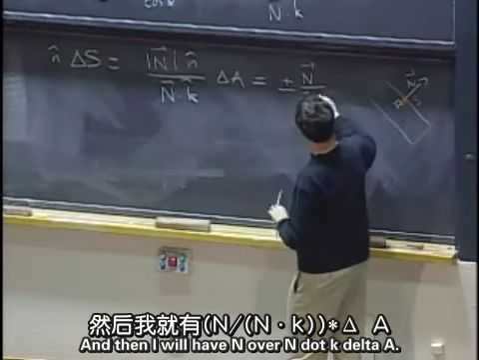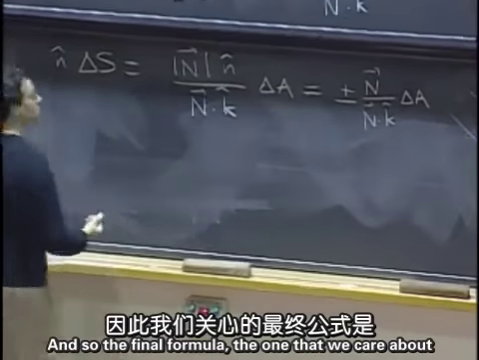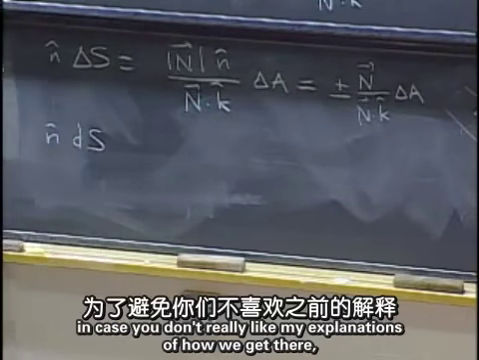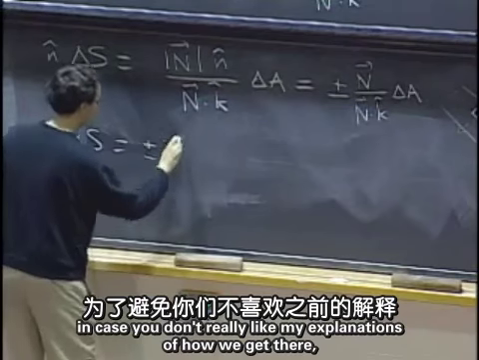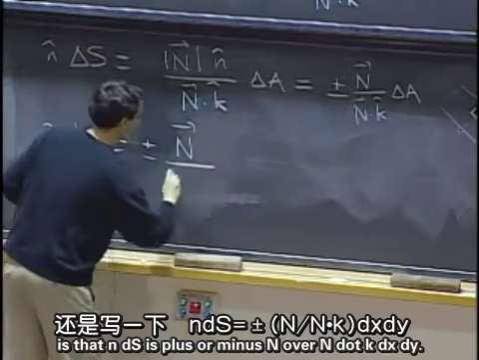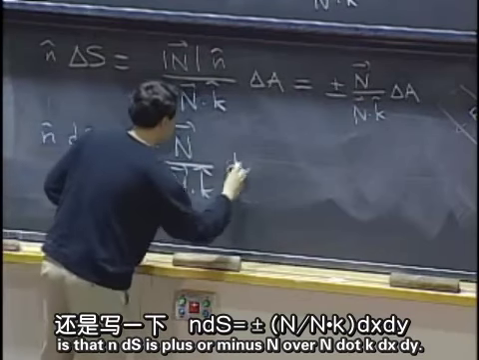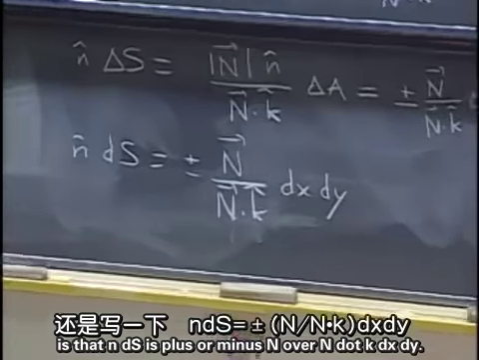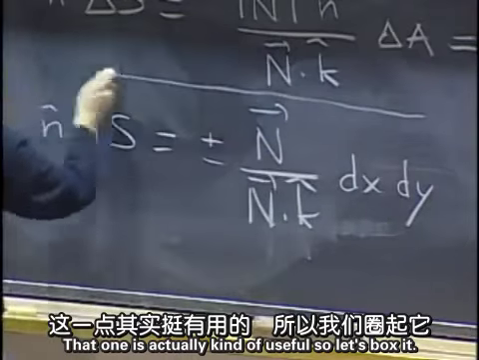And then I will have n over n dot k delta A. And so the final formula, the one that we actually care about, in case you don't really like my explanations of how we get there, is that n dS is plus or minus n over n dot k dx dy. Okay, that one is actually kind of useful, so let's box it.